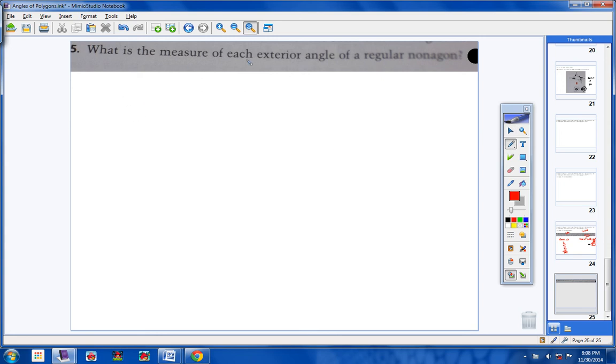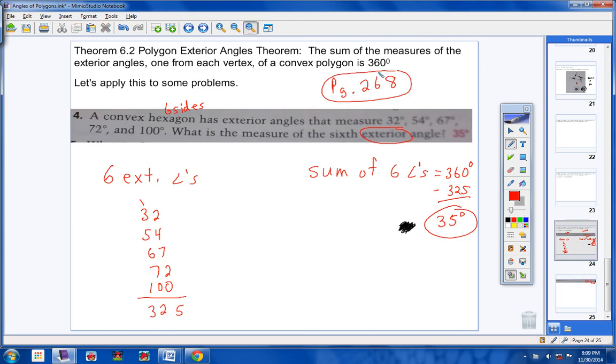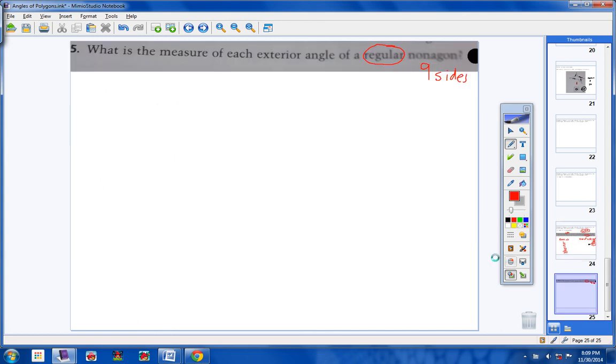What is the measure of each exterior angle of a regular nonagon? Now you should know this. A nonagon has 9 sides. If you don't know this, you had better be turning to page 268 and learning those. You are responsible for those on tests and quizzes, okay? All right, moving on. So, what is the measure of each exterior angle of a regular nonagon?